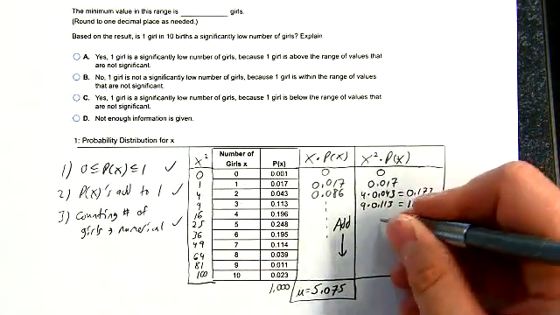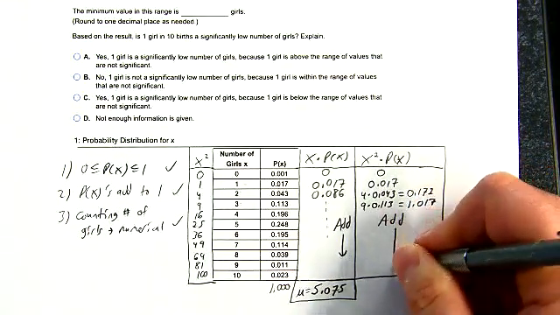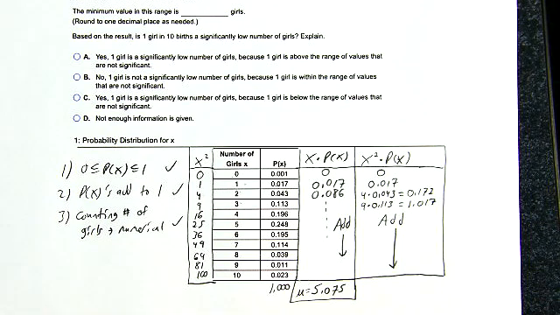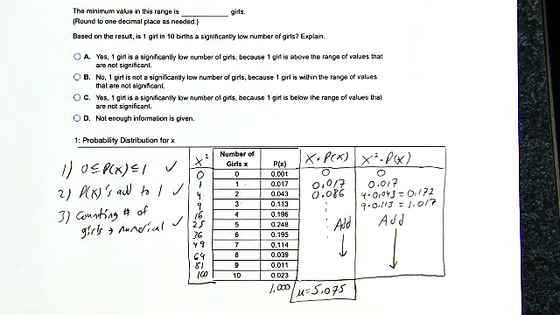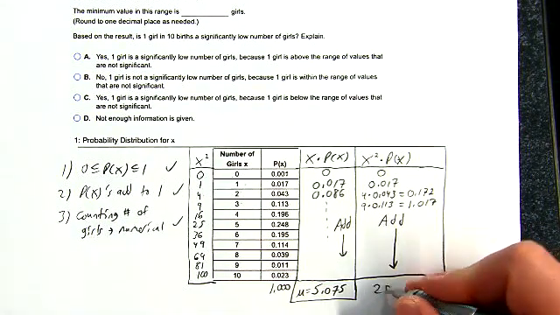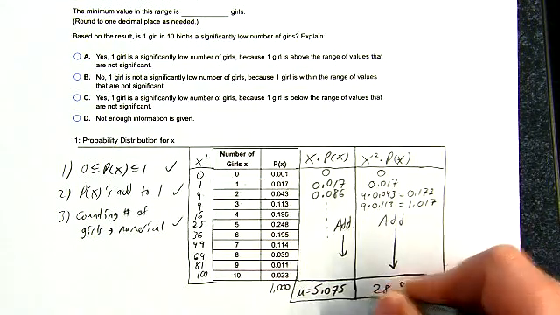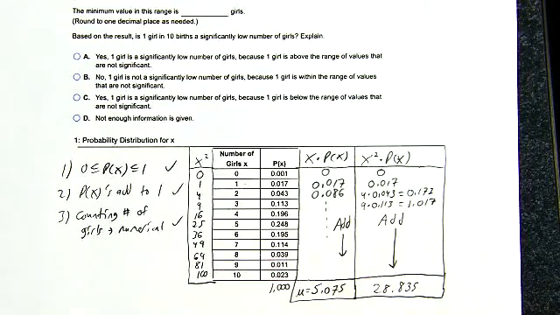And then again, you add all of these down. So from the top all the way down, you add up all the numbers, and you'll get 28.835. Now this is where you have to be a little careful. That's not the answer.